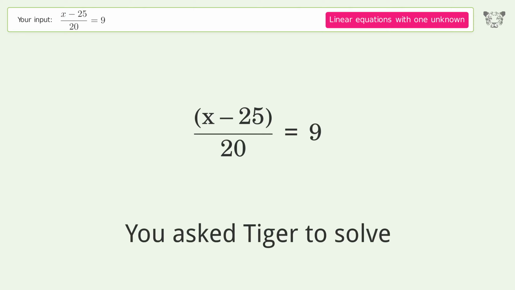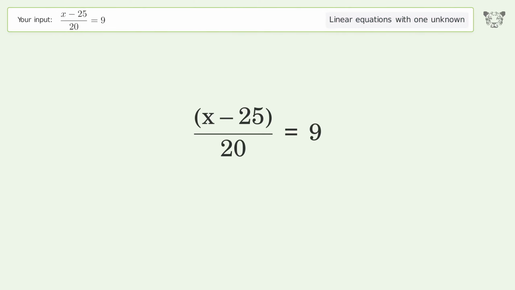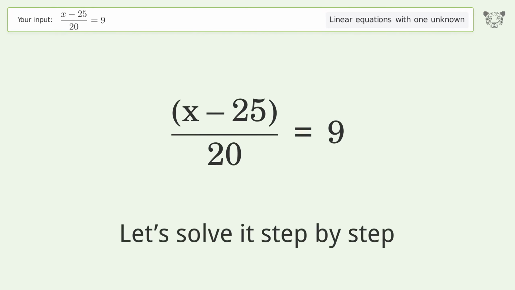You ask Tiger to solve. This deals with linear equations with one unknown. The final result is x equals 205. Let's solve it step by step.